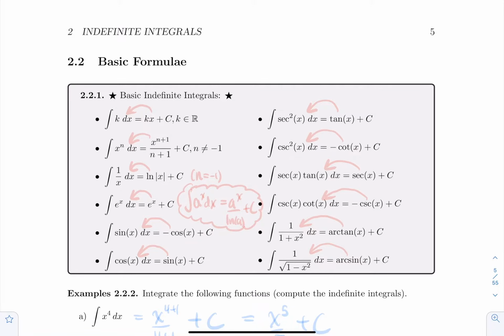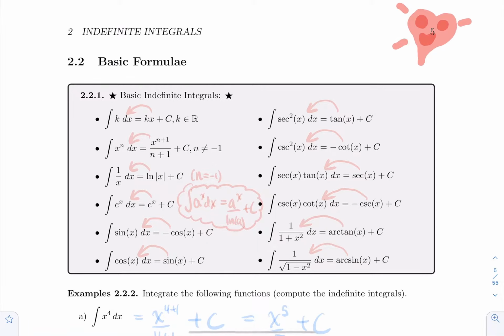Hello everyone. Now let's start computing indefinite integrals. The first step to compute indefinite integrals is to, of course, look at basic formulas for indefinite integrals. And this basic list that I'm going to go through is basically the list of basic derivatives.